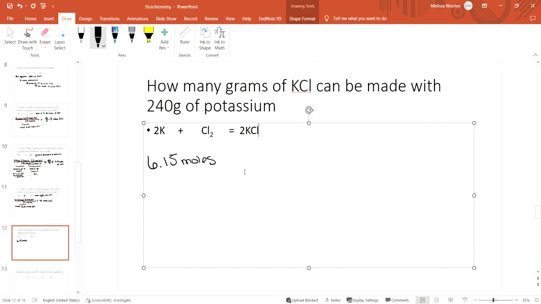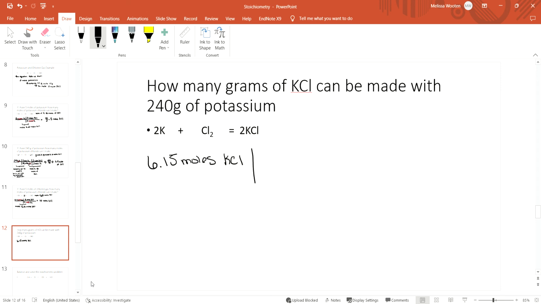All right. So 6.15 moles of potassium chloride. And we have to convert that to grams. Because we already, now if we hadn't already solved for it, you'd have to solve all the way for it. But now we're just going from moles of KCl, because that's what we already calculated, to grams of KCl. Okay?